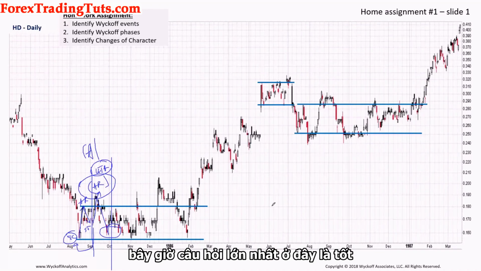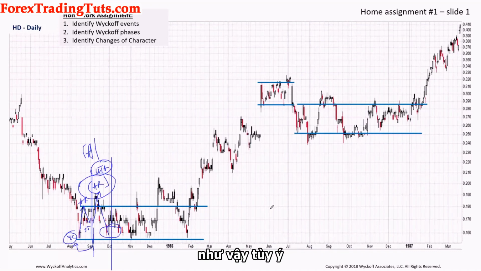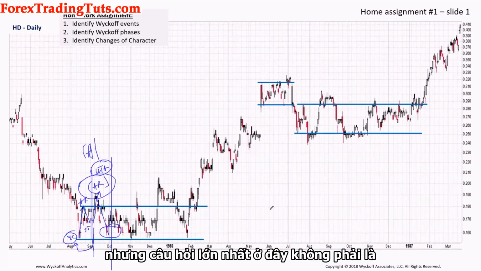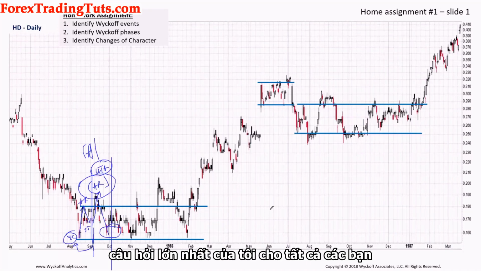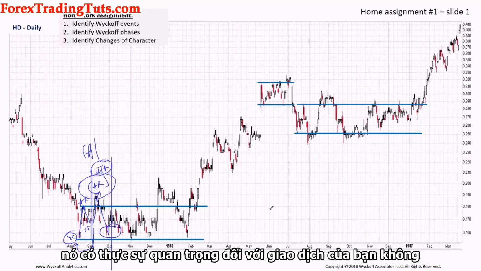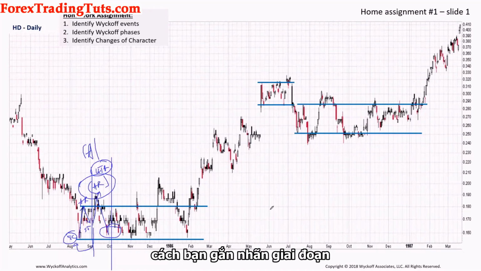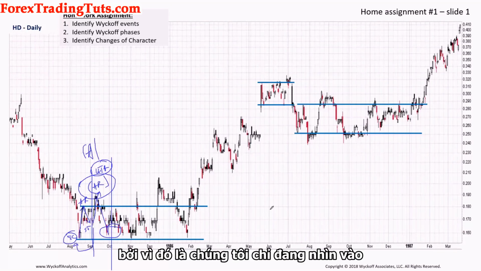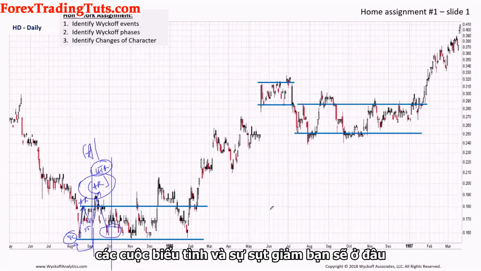Now, the biggest question here is, what does it mean? It looks so discretionary, but the biggest question here is not actually about the labeling. My biggest question to all of you at this point is, does it really matter to your trading how you label phase A? No. Why? Because we are just looking at the pattern as it is evolving, the nature and the pattern of the rallies and the declines. Where will you be trading, Rama?